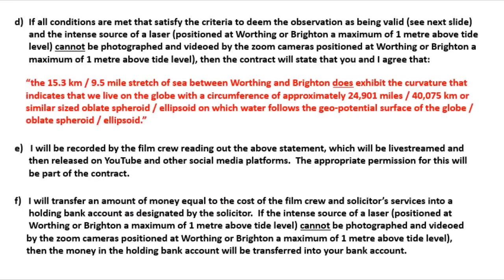D. If all conditions are met that satisfy the criteria to deem the observation as being valid, see the next slide, and the intense source of a laser positioned at Worthing or Brighton, a maximum of 1 meter above tide level, cannot be photographed and videoed by the zoom cameras positioned at Worthing or Brighton, a maximum of 1 meter above tide level, then the contract will state that you and I agree that the 15.3 kilometers or 9.5 mile stretch of sea between Worthing and Brighton does exhibit the curvature that indicates that we live on the globe with a circumference of approximately 24,901 miles or 40,075 kilometers, or similar sized oblate spheroid or ellipsoid in which the water follows the geopotential surface of the globe.